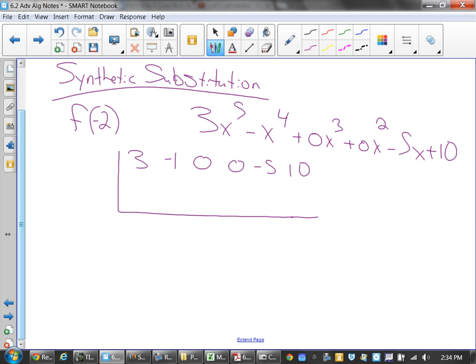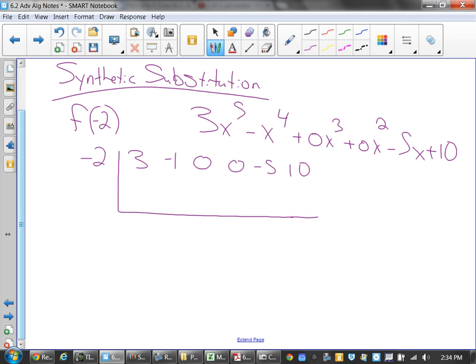So now, next time we have a problem that is missing a term within the sequence, what are you just going to put there? A 0, okay? What I'm doing is using -2 as the synthetic substitution, so I put that on that side.